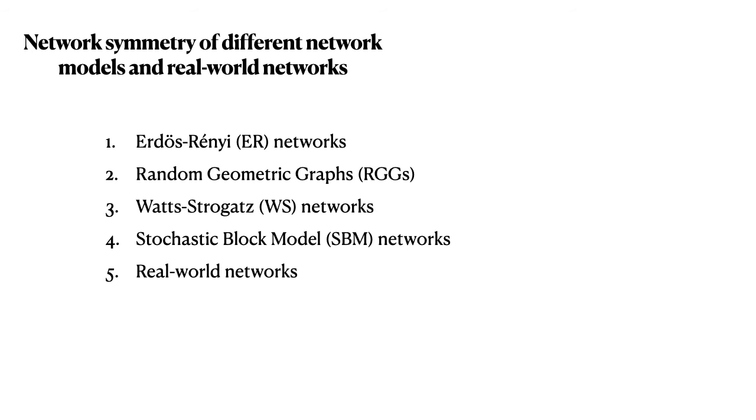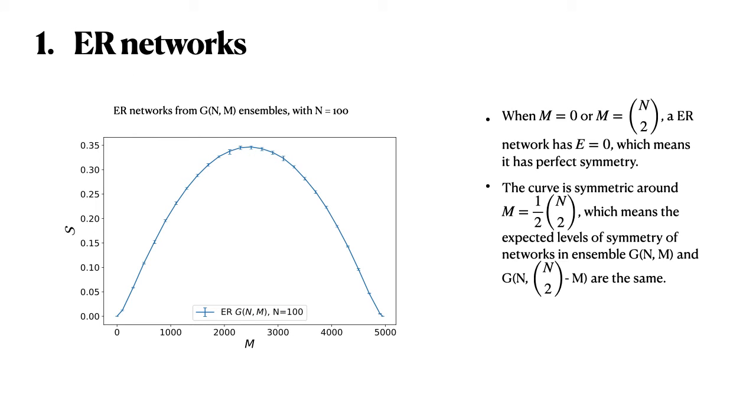So now that we have this definition of network symmetry, we applied it to 4 different network models as well as several real-world networks. First network model is the ER network. Here we are measuring ER network samples from G(n, m) ensembles with n equal to 100. First of all, we can see that when m is 0 or n choose 2, they always have S equal to 0, which means that empty graphs or complete graphs always have perfect symmetry.